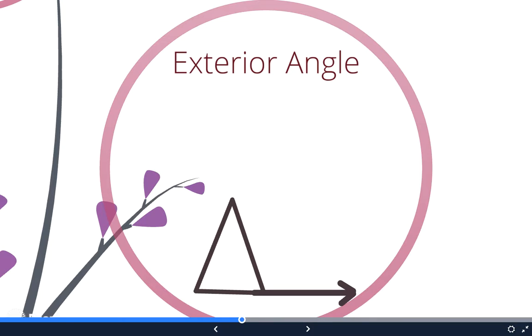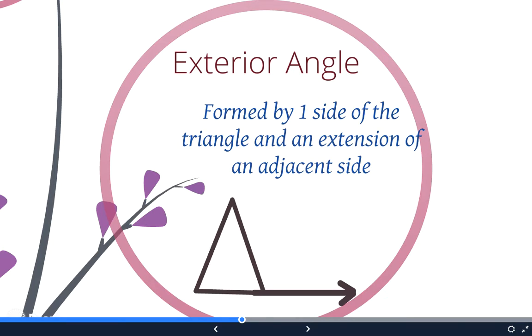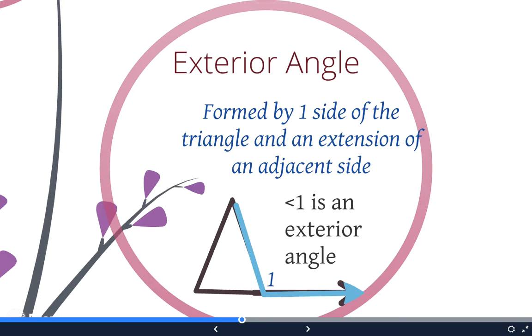So we talked about how exterior things are on the outside of the triangle. So this is going to be an angle that's on the outside of the triangle, and it's formed by one side of the triangle and an extension of an adjacent side. So it's going to contain one side of the triangle, and then one of the sides just kept going. That's the extension of the adjacent side, or the side next to it. So it's an angle formed on the outside of a triangle that's created by one side of the triangle and an extension of the side next to that side, which is pretty cool. So angle 1 is an exterior angle.